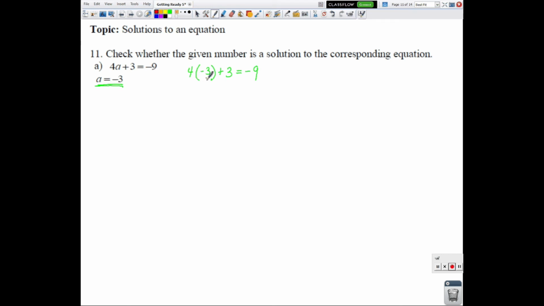So here on the left-hand side of the equation, 4 times -3 is -12. And -12 plus 3 is -9, which matches the right-hand side. So yes, a equals -3 is a solution.